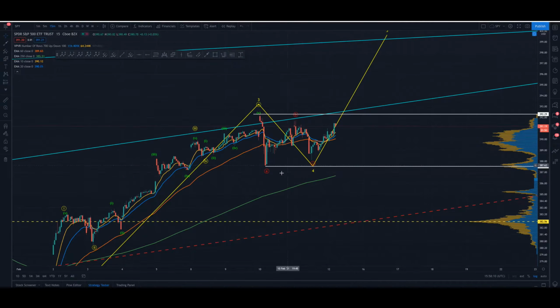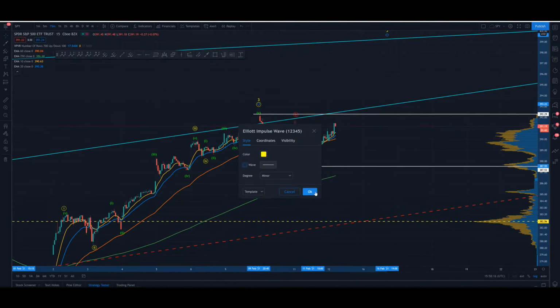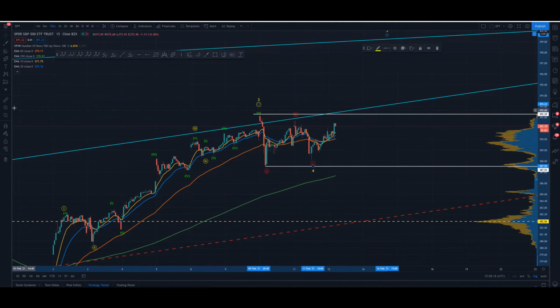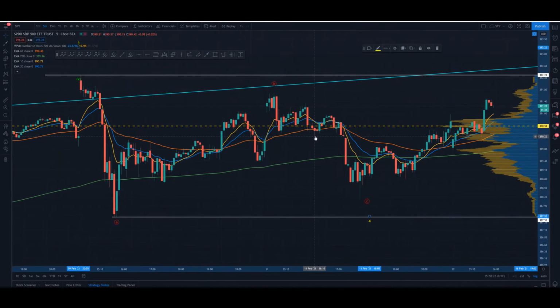So, let's just hide that for the moment. Let's just get that off the chart. Now let's come down really small and have a look at the detail for these two counts on an even smaller time frame. Let's come down to the 5 minute.